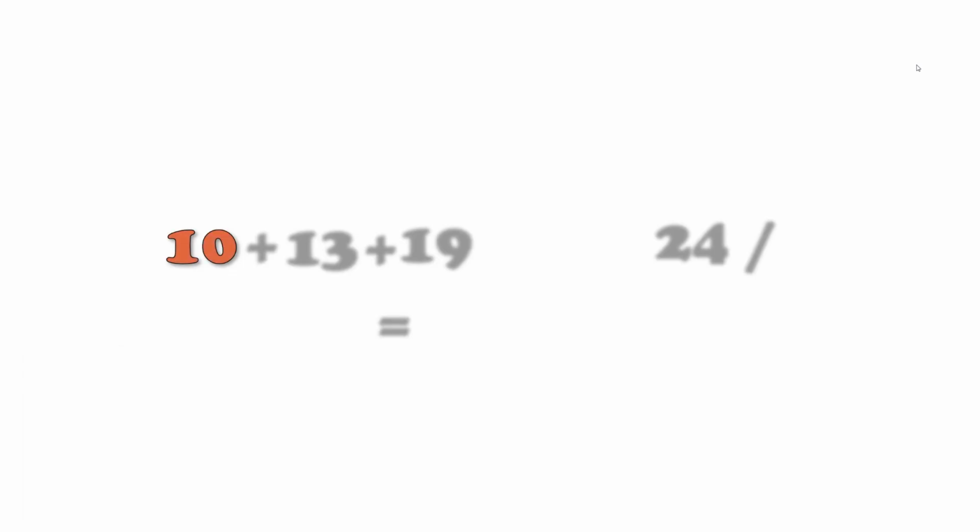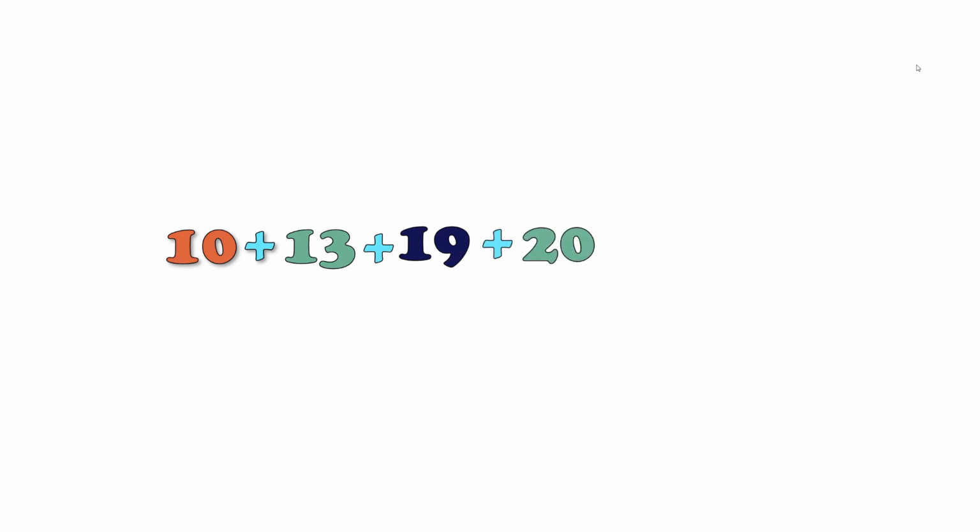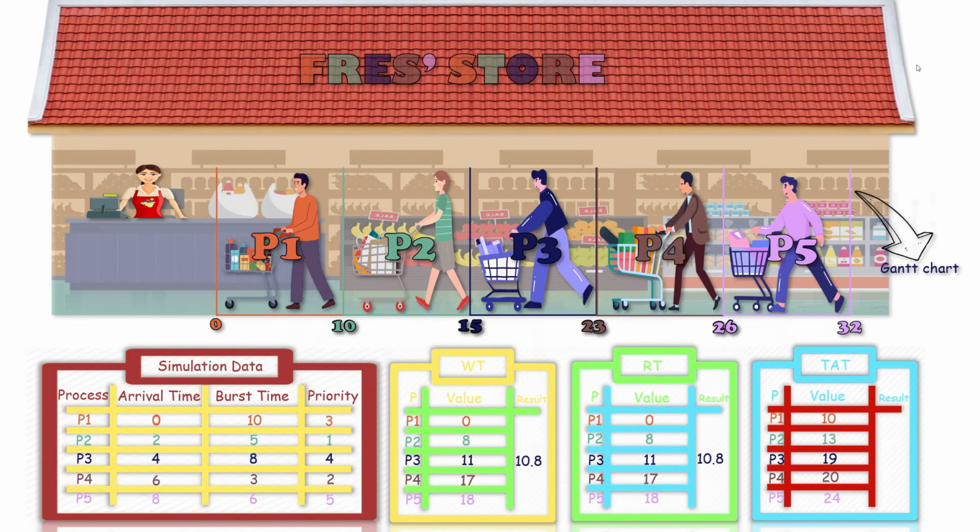Process 1 value is 10, plus process 2 value is 13, plus process 3 value is 19, plus process 4 value is 20, plus process 5 value is 24. Divided by 5, and the result is 17.2. Put the result in the data.